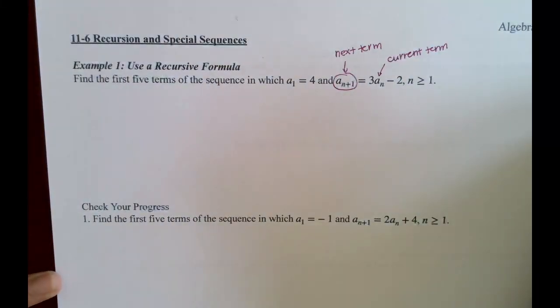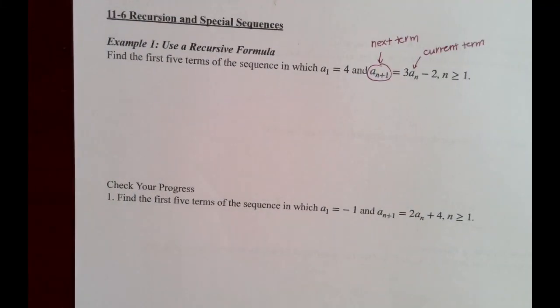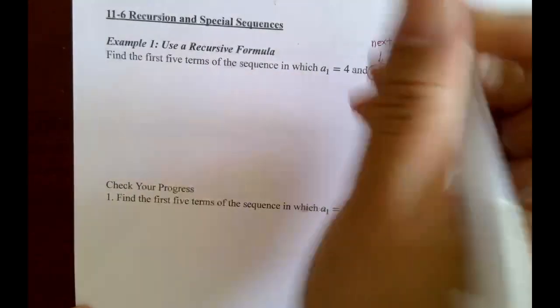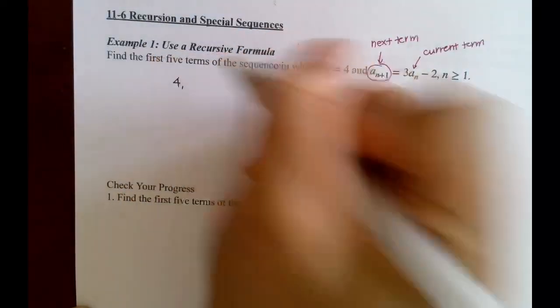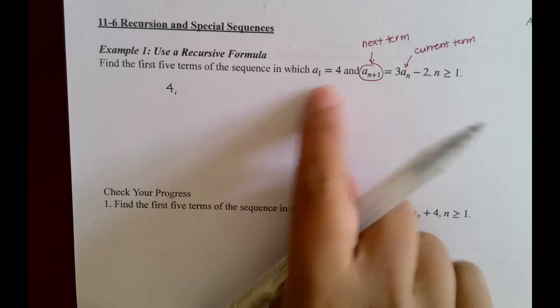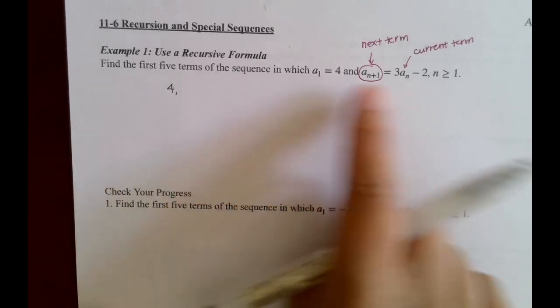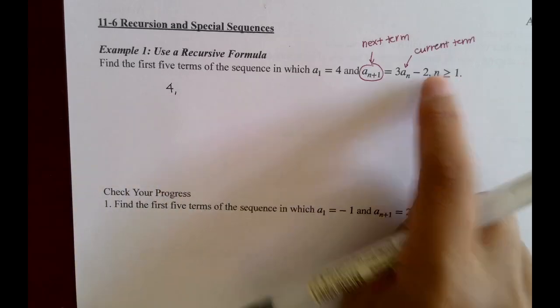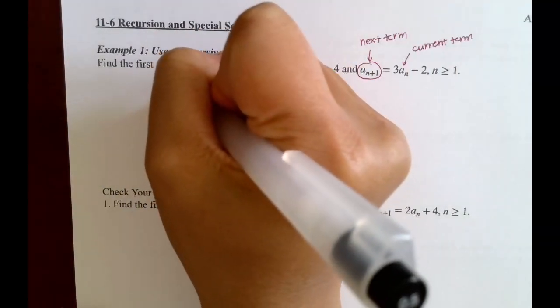minus 2. Okay. So here, if we're talking about the first 5 terms of the sequence, a sub 1 here is the first term. Okay. So that's really important. For a recursive formula, you have to give a term to start with. Right? So in this case, it gives us the first term, so 4. Okay. Then to find the next one, it's going to be 3 times 4, which is 12, minus 2. And so that gives us 10.